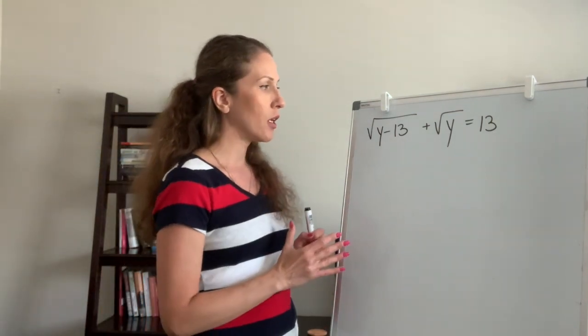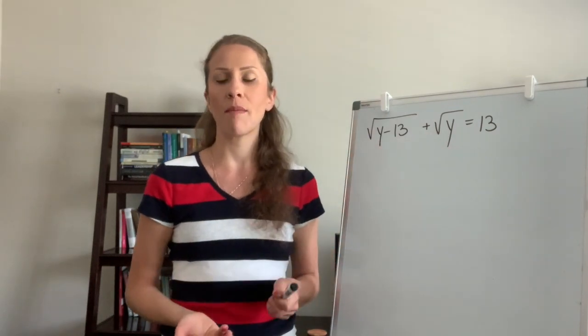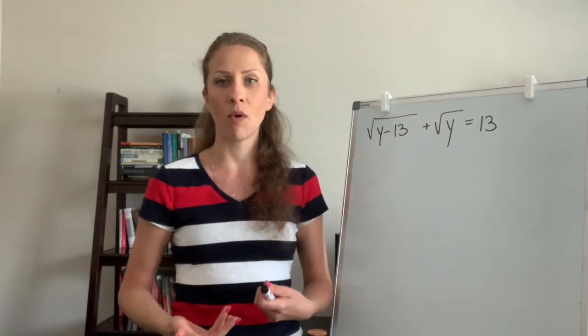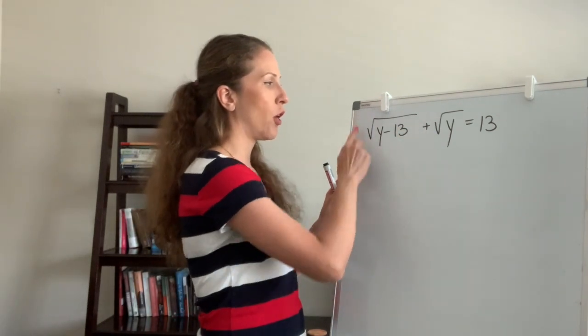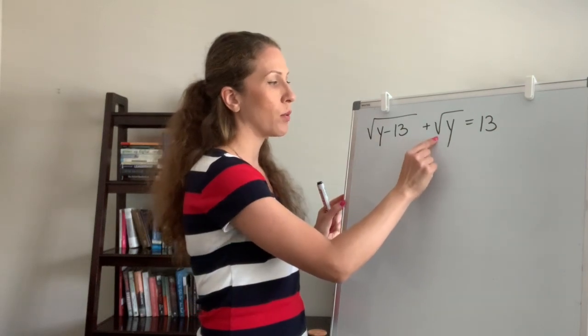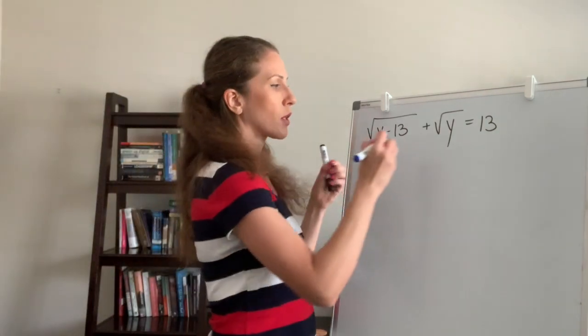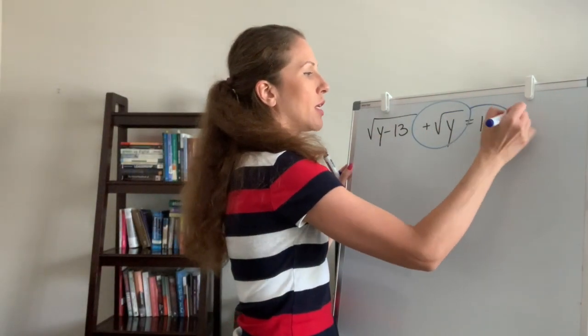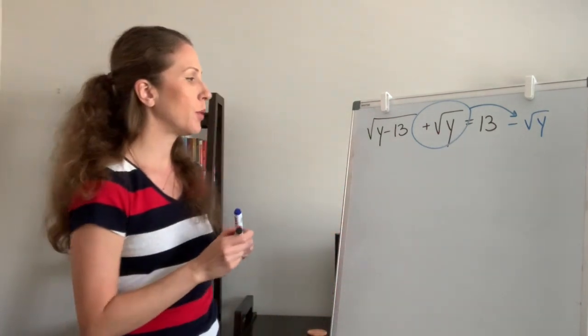So here you have two square roots, they're separate. You can't remove them at once. You have to remove them one at a time. So for that, I'm going to first get this larger square root by itself. So to do that, I'm going to take the square root of y and put it on the other side. So I'm going to take this positive square root of y, place it here, and make it negative square root of y.